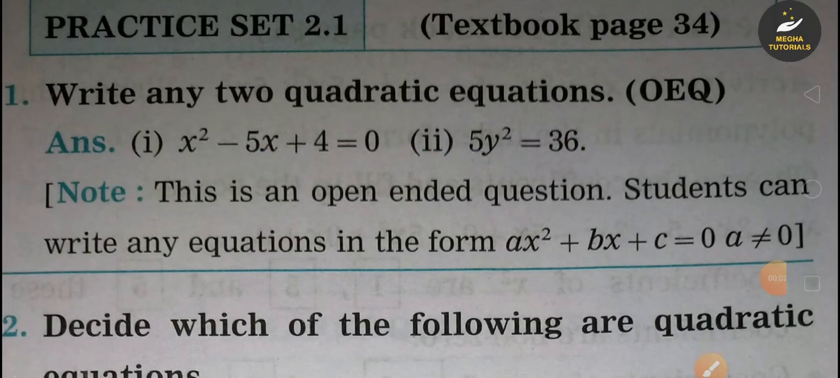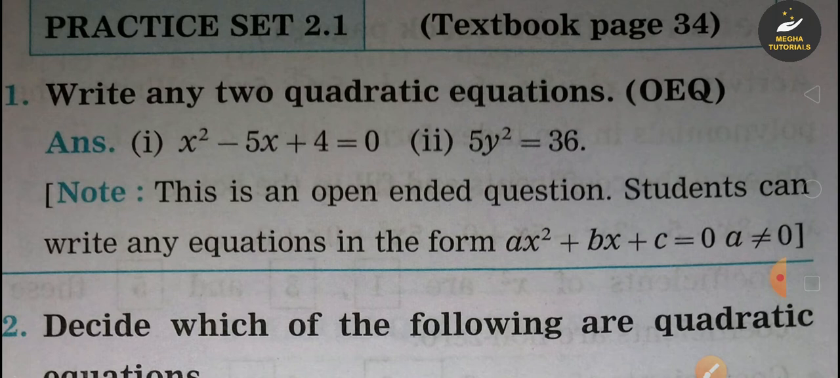Today we are going to see SSC 10 Mathematics Part 1 Chapter 2 Quadratic Equation Exercise 2.1. Okay, so let's start with the first question. Write any two quadratic equations. The general form for the quadratic equation is ax square plus bx plus c is equal to 0, and quadratic equation means any equation with degree 2.